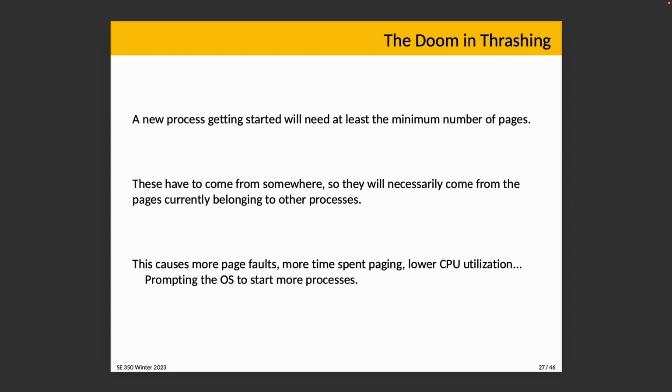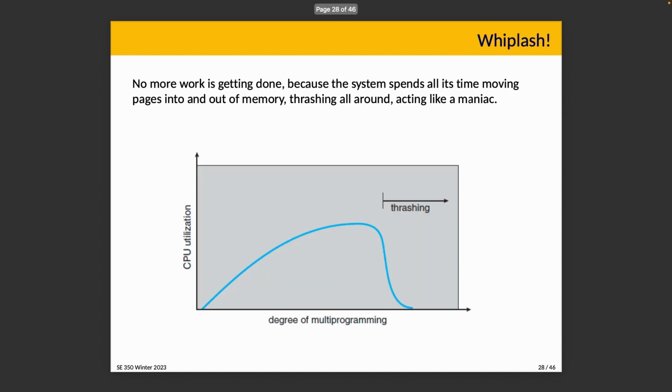That makes it worse. A new process getting started needs at least the minimum number of pages. Those have to come from somewhere, so they will necessarily come from frames currently belonging to other processes, and this causes more page faults, more time spent paging, lower CPU utilization, and that triggers the operating system to start more processes. No work is getting done now, because the operating system is spending all of its time moving pages into and out of memory, and this is thrashing, right?